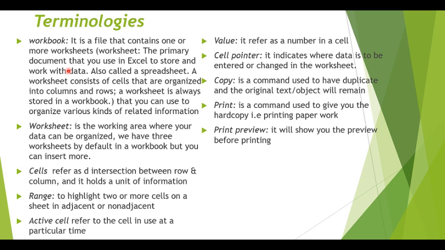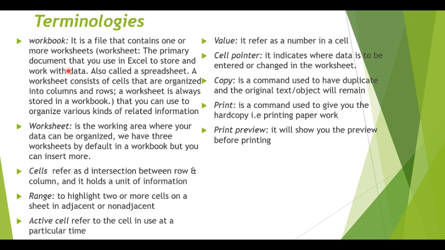Value refers to a number in a cell. What we have in that cell is the value of that cell. The cell pointer indicates where the data is to be entered or changed in the worksheet. Copy is a command used to make duplicates while the original text or object remains. Print is a command that can give you a hard copy of your work, that is, printing on paper. Print preview will show you the preview.